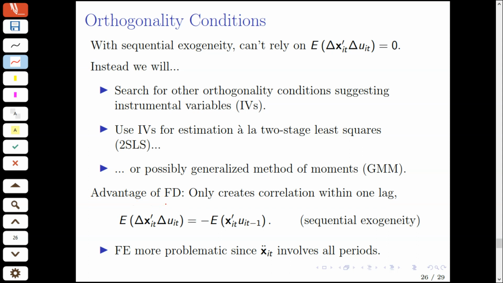Now note here, as a first step, that the first difference approach has one advantage, in that upon transforming the variables using the lag transformation, or first difference transformation, we only introduce correlation within one lag, or one period of time, where in reducing the left-hand side here to the right-hand side, I've invoked sequential exogeneity. It's much more problematic to attempt to salvage the fixed effects approach, since within transforming, or time demeaning, involves regressors in all time periods. So for the rest of this lecture and the lecture to follow, we'll focus on attempting to salvage the first difference approach.